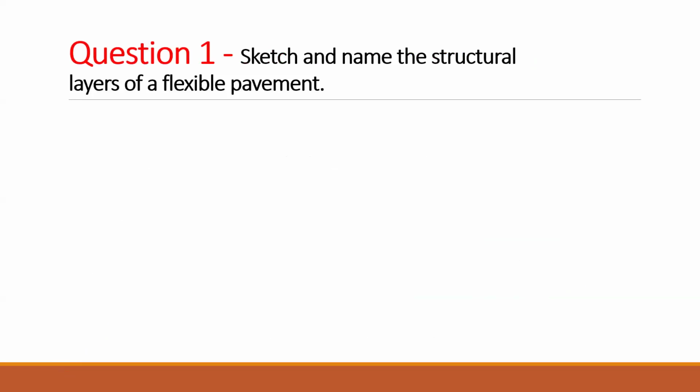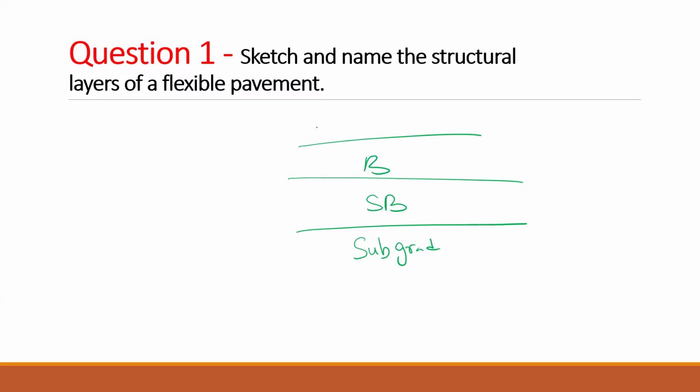Sketch and name the structural layers of a flexible pavement. So what are the layers of a flexible pavement? Yes, so you start. Yes. So you are building on your native soil, isn't it? We build on native soil that we call the subgrade. On top of the subgrade, we have the subbase, then we have the base, and then we have the wearing course. Is that right? Okay.